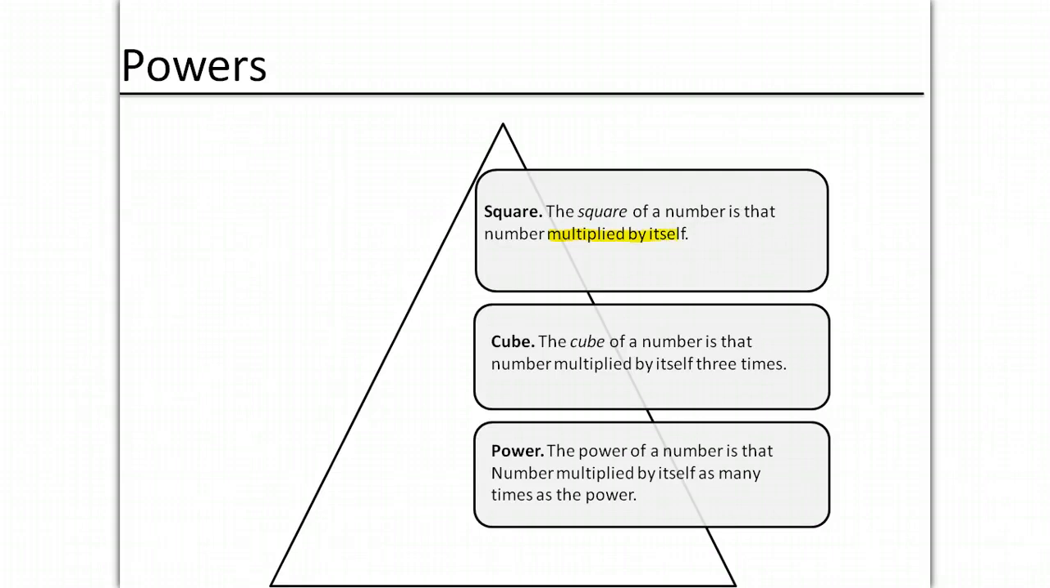So to square, multiply the number by itself. To cube, multiply the number by itself 3 times. And to find a power in general, multiply the number by itself as many times as the power.